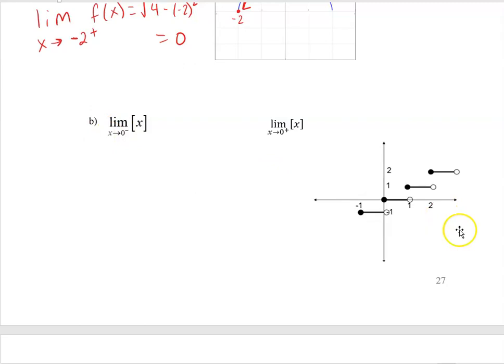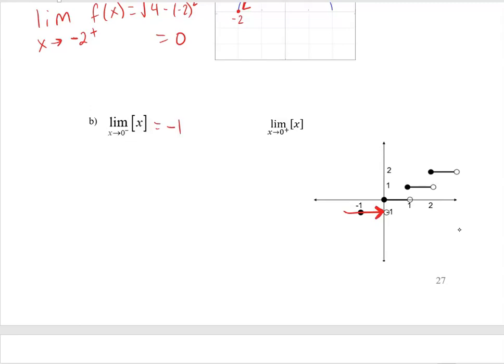This is a step function. You can see the graph of this to the right. So the first part says, what is the limit as we approach 0 from the left? So 0, of course, where x equals 0 would be the y-axis. So as we approach 0 coming from the left, we're looking at this part of the function right here, and you can see that that would be negative 1.